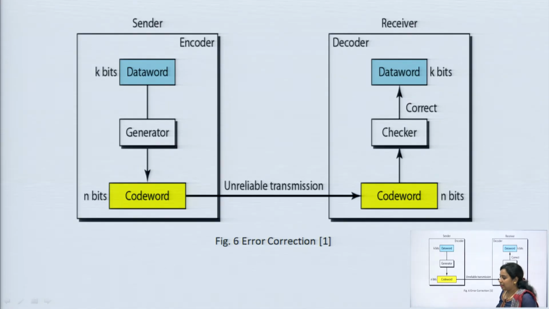Now, this is error correction. This diagram is showing how the error will be corrected. This is at the sender side, the same diagram we are having and the same receiver we are having. You can see the encoder is somewhat the same.